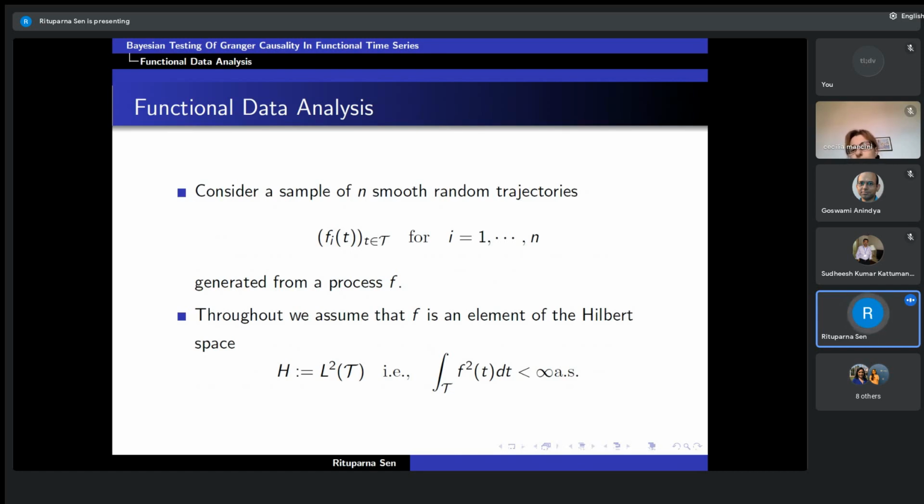That you have n smooth random trajectories. So each trajectory is random. It is a random observation. We denote it by F_i(t). t is the support. It lies in this script T. And then for each observation, we denote it by i. So you have n observations. And each of them is coming from some process F that has some distribution on the space of functions. And throughout, we will assume that F is an element of this L2 Hilbert space.